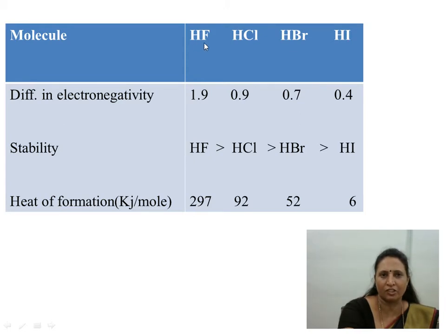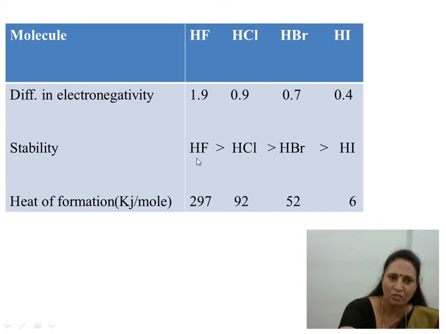Now here we take the example of HF. HF has an electronegativity difference of 1.9, that is hydrogen and fluorine. Suppose here A is hydrogen, B is fluorine, A-B. The electronegativity difference is 1.9, then HCl it is 0.9, HBr 0.7, HI 0.4. Now, if the electronegativity difference is more, then that molecule has more stability. So, if we compare here, HF has more stability than HCl. HCl has more stability than HBr. HBr has more stability than HI. And these are the values of the energies required for the formation of these bonds.